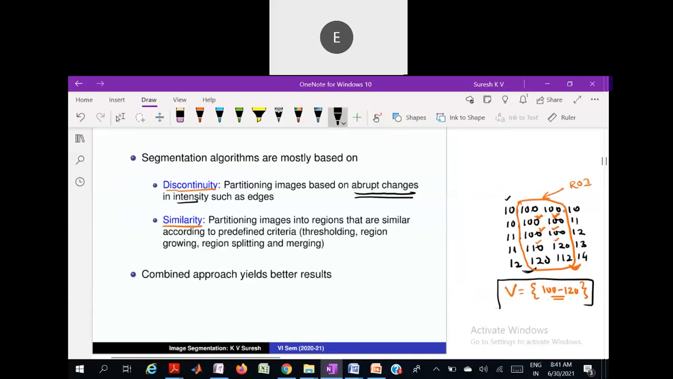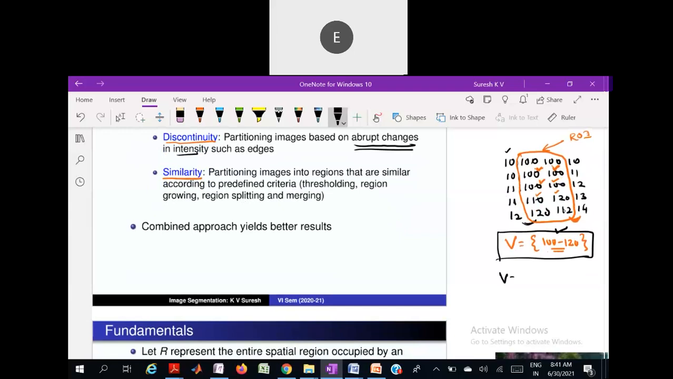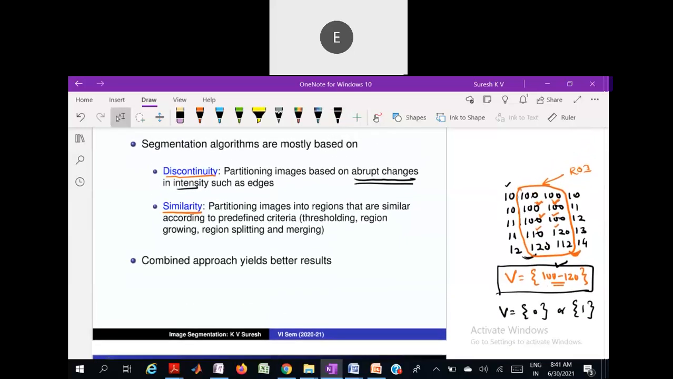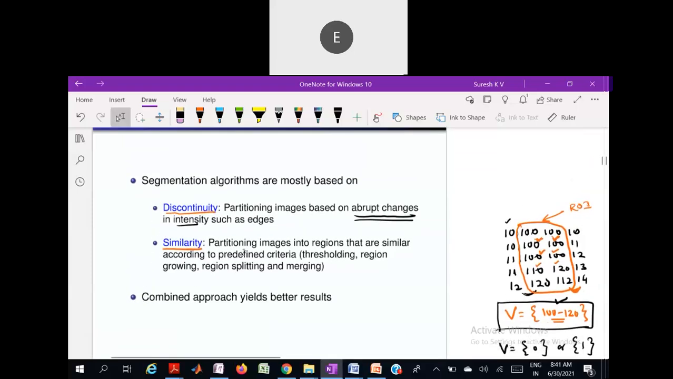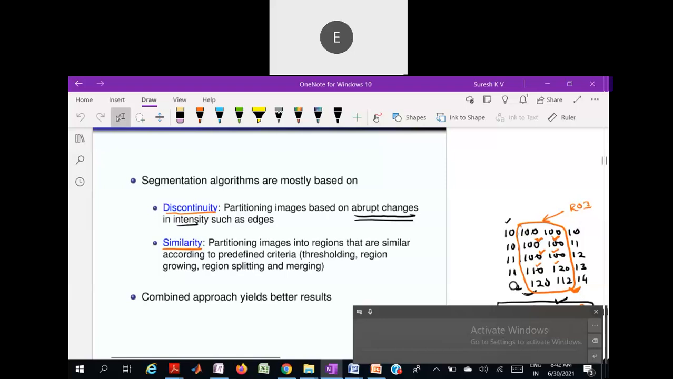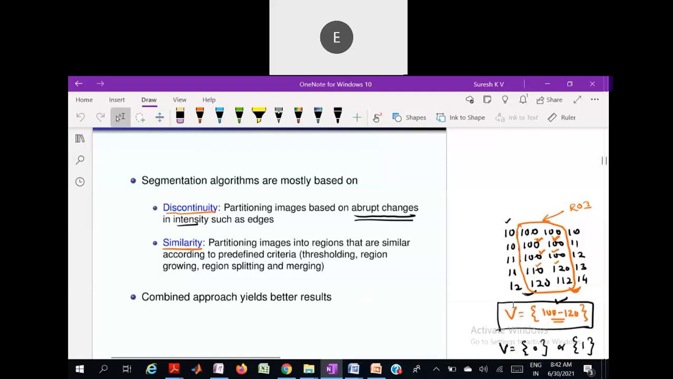If it is a gray shaded image, then you have to give a range here. Suppose it is a binary image, then V will be either 0 or 1, as all of you know. All ones I'll take as one segment, and all zeros I'll take as the other segment. That is how similarity is used. You partition the image into regions which are similar according to a predefined criteria. The predefined criteria in this case is that the gray level values should be in the range 100 to 120.